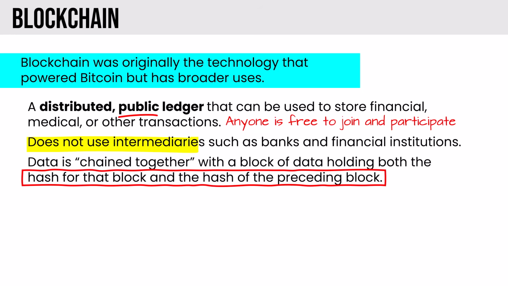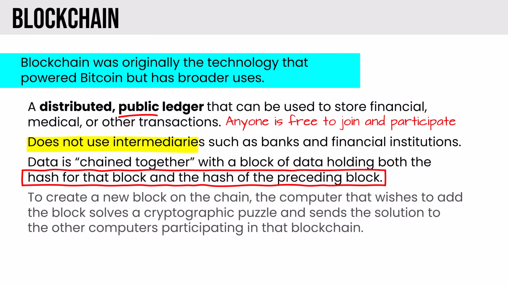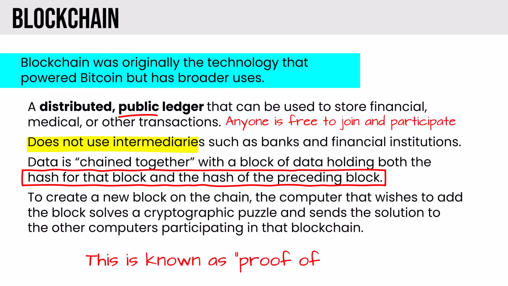The data is chained together with a block of data holding both the hash for that block and the hash of the preceding block. To create a new block on the chain, the computer that wishes to add the block solves a cryptographic puzzle and sends the solution to other computers participating in that blockchain. This is known as proof of work.